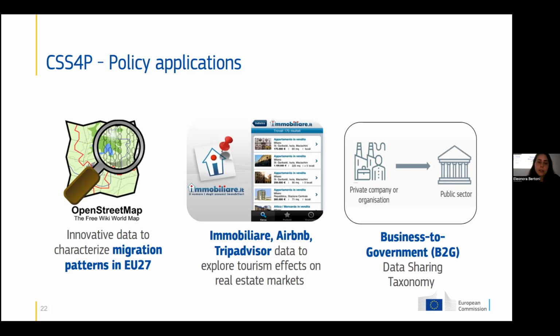And then as a third, we use Immobiliare, Airbnb, and TripAdvisor data, and we're working with the unit that works on territorial development, on the impact of tourism on different real estate market outcomes. And as a third research line, we are expanding the European business to government data sharing taxonomy, because as I mentioned, the whole realm of B2G data sharing and data governance is paramount in the CSS.